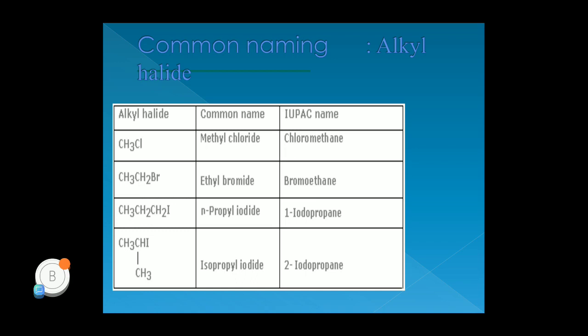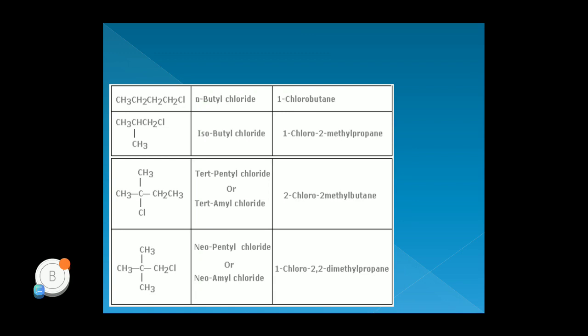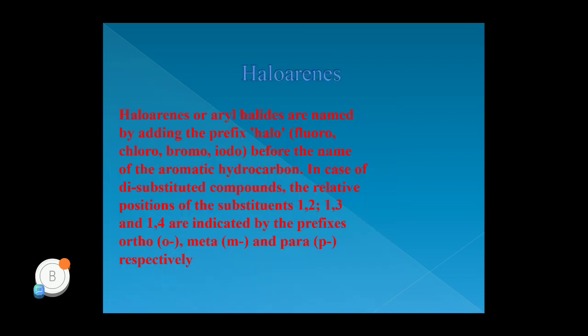Next is normal propyl iodide, but the IUPAC name will be 1-iodopropane. Next is isopropyl iodide, that is called 2-iodopropane. These are a few examples which you will go through slowly. You will come to know the pattern of naming these compounds.